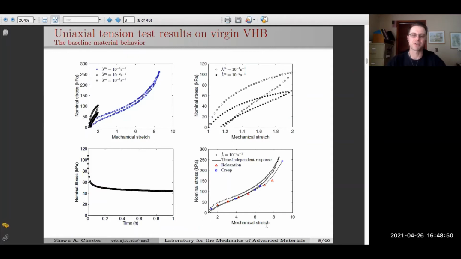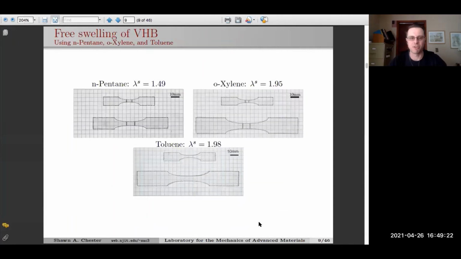So the bottom picture on the right here shows data points. Those are the experiments at what we call quasi-static rate of 10 to the minus 4. And on top of it, the blue and red individual data points are the combination of creep and relaxation. We just have to wait a day or 2, and then at equilibrium, we get a single data point and then connect the dots, and we call that the time-independent response. So this is our baseline material behavior, and now we say, okay, we're going to swell it.